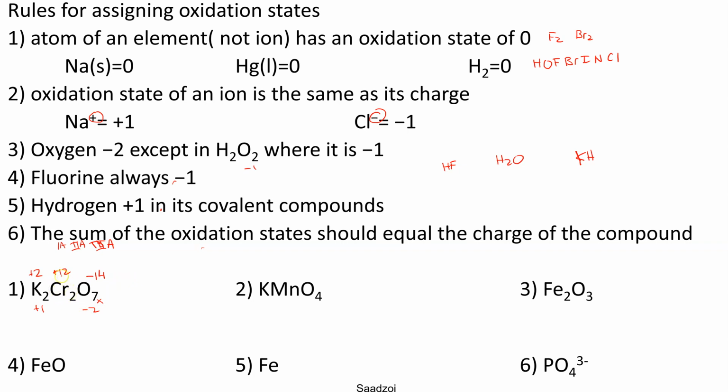What's the charge on each chromium? 12 divided by 2, which is a positive 6. This is the oxidation state I'm interested in. The top is for accounting purposes to help me understand what the charges are. But what I'm interested in is the bottom numbers.